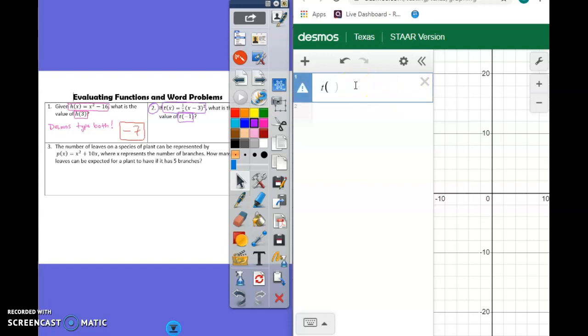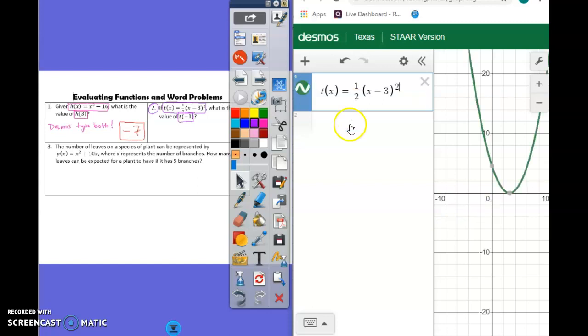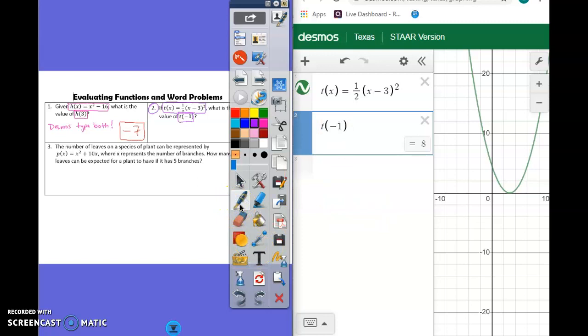Let's see if t of x works. Yep. 1/2 parentheses x minus 3 close parentheses squared. It's a quadratic. And then all you need to do is type t of -1, and it will give you the answer. +8. Make sure that you are typing this in Desmos so that you are practicing how to do this, so that when you have to do it, you know how to do it.